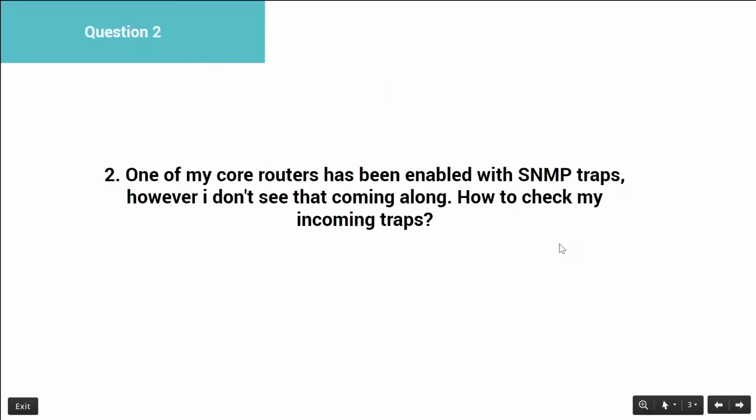The next question is: one of my core routers has been enabled with SNMP traps, however, I don't see them coming in. How do I check my incoming traps? All we normally get in support is the question of why SNMP traps are not working. There are a couple of ways to identify whether the SNMP traps are being generated to the OpManager or the ITOM install server.